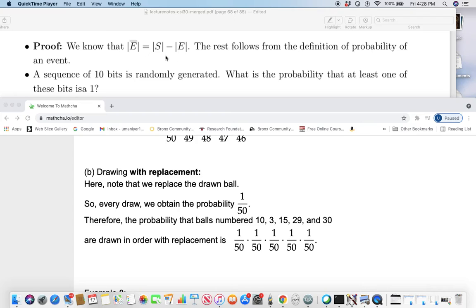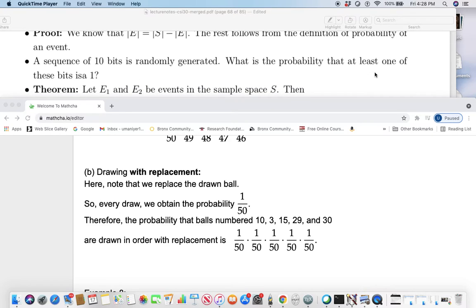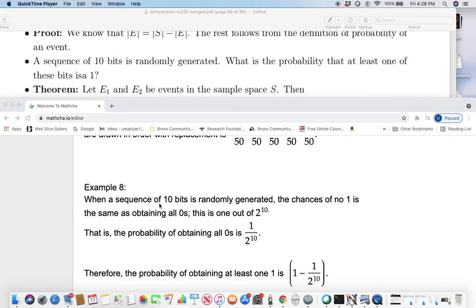Here is an example of how to use complements. A sequence of 10 bits is randomly generated. What is the probability that at least one of these bits is a 1? Well, you have a sequence of 10 bits. The chance of no 1 is the same as obtaining all zeros. This is 1 out of 2 to the power 10. Where did this 2 to the power 10 come from? A sequence of 10 bits.